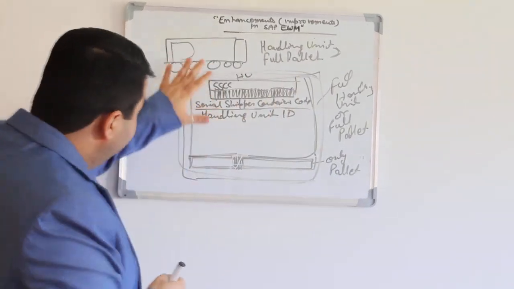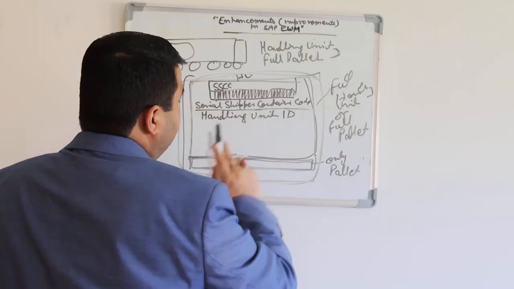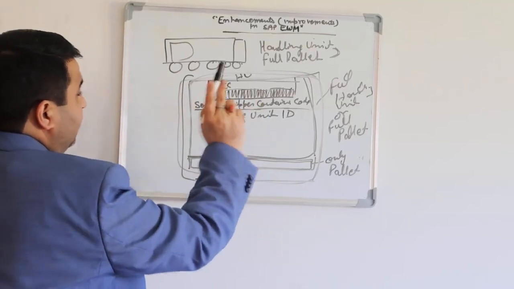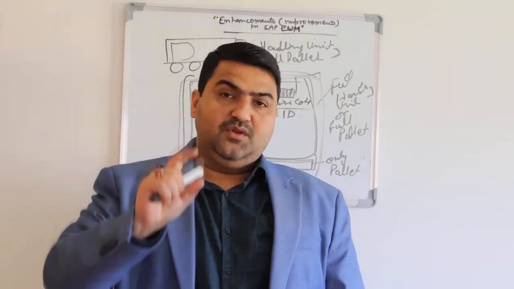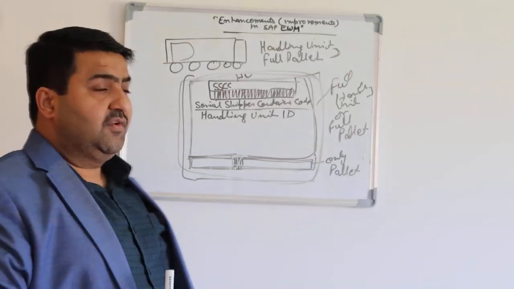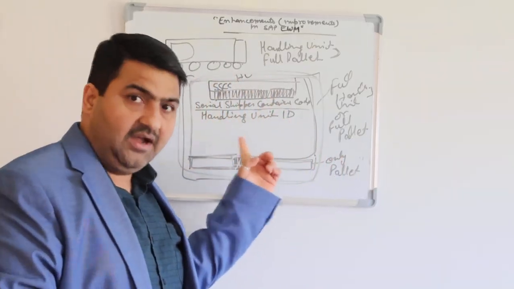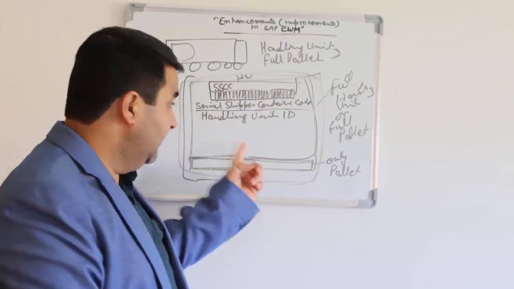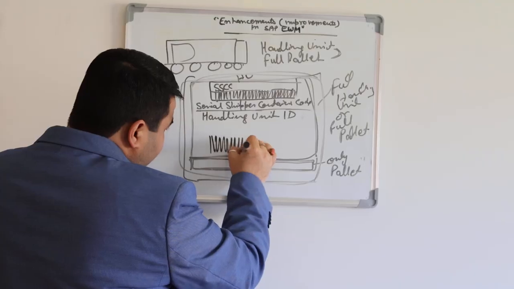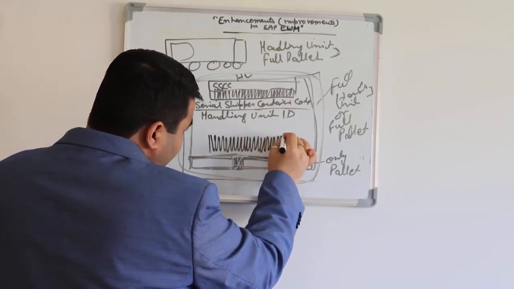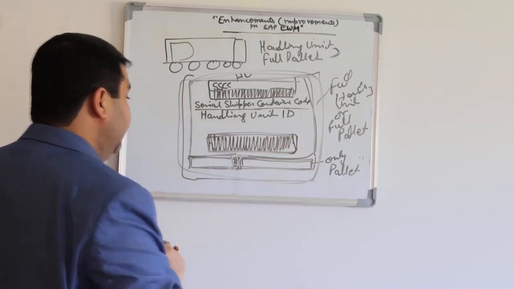So generally the vendor sent us the handling unit ID, the serial shipper container code, and we receive that in the form of a barcode. But from last week the vendor started sending us the handling unit, the container, a full pallet, a full HU, along with one more additional barcode.